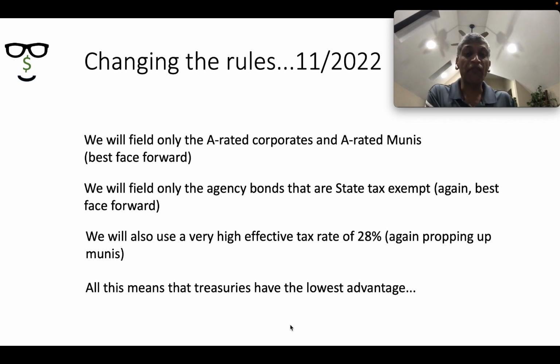And to give a very good tax advantage for munis, we're going to assume a really high effective tax rate of 28%. Remember, this is not marginal tax rate, this is effective tax rate. So when we put all of this together, treasuries are getting punched in the chin while we are boosting agencies, corporates, and munis. So let's see what happens. Drum roll.